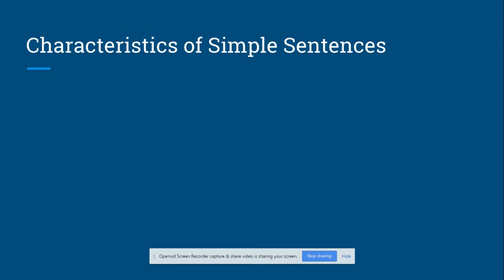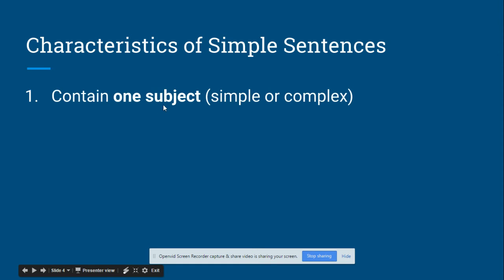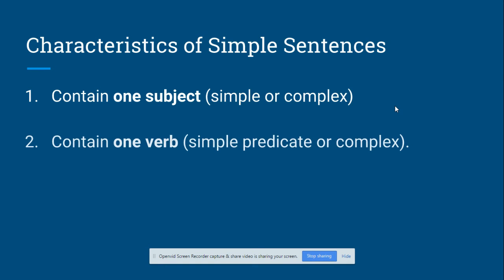So what is a simple sentence? A simple sentence contains one subject, which can be simple or complex. It can be one word or it can be more than one word. And then it contains one verb, which can be in a simple predicate, or there can be more to it, but there will just be one verb.